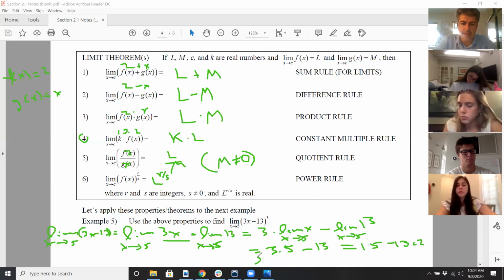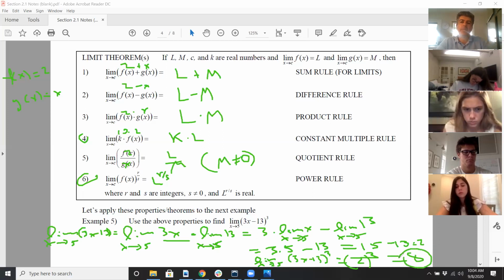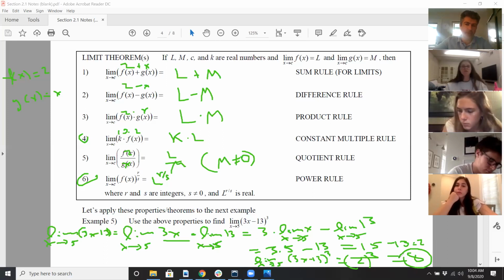So now when you do the limit as x approaches 5 of 3x minus 13, cubed, that's just going to be the value of my limit of 3x minus 13, which is 2 cubed. So that's using this property right here, which is just 8. I know it's a little long-winded, but what I did was break apart 3x minus 13 cubed as the limit of 3x, the limit of 13, subtract those two. The limit of 3x was 15, the limit of 13 was 13, subtract them, cube it.